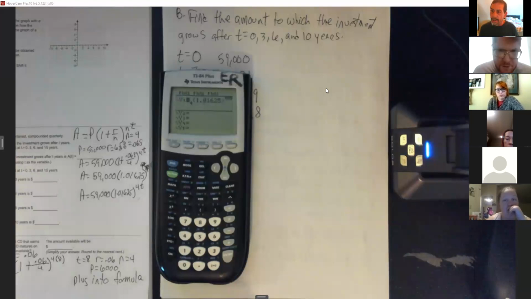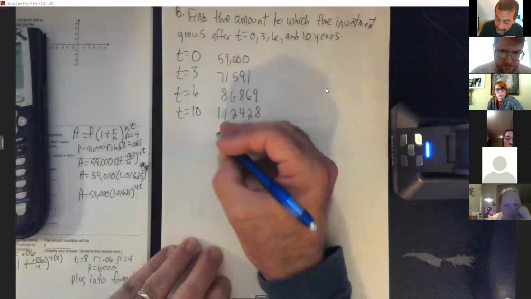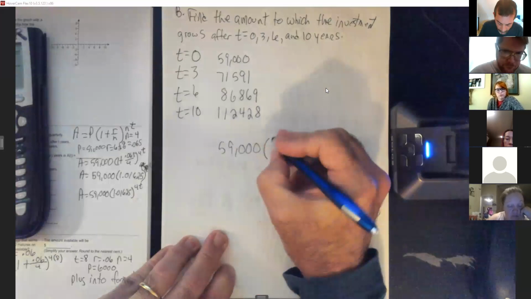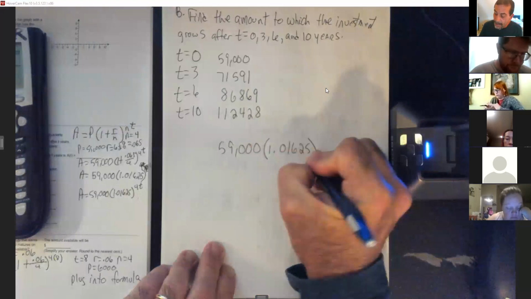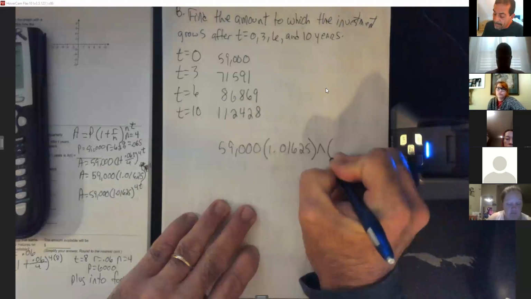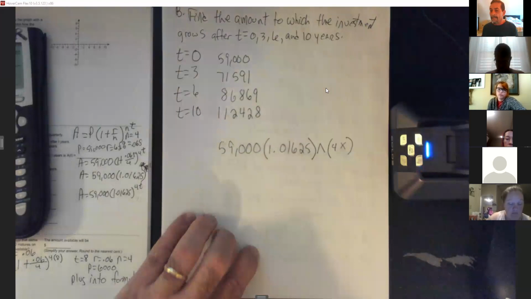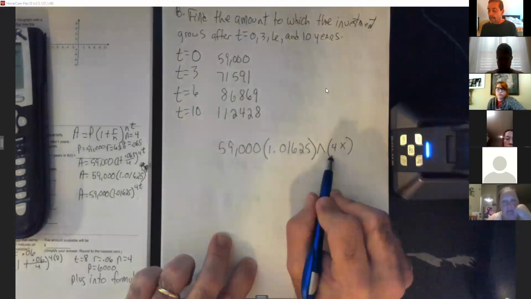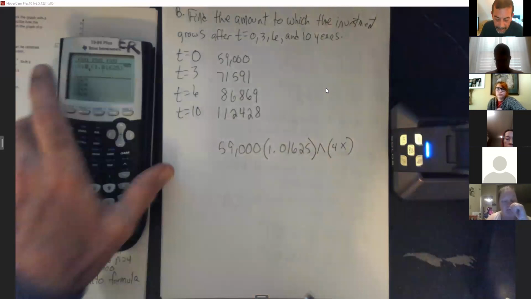Okay, so here's what you do. Check this out. Watch what I'm about to write here, okay? On yours will have 59,000, parentheses, 1.01625, close parentheses. You're going to arrow up. It's going to give you that parentheses. You're going to put 4x and close those parentheses. Okay. So if y'all's does the arrow up and puts the parentheses, you got to put 4x and then close them. So try that and then see if your table starts giving you what you need.